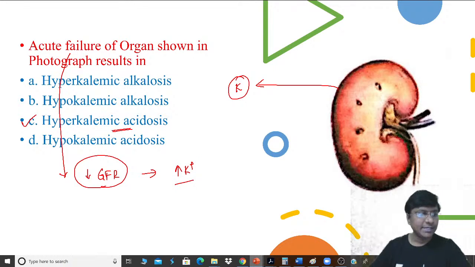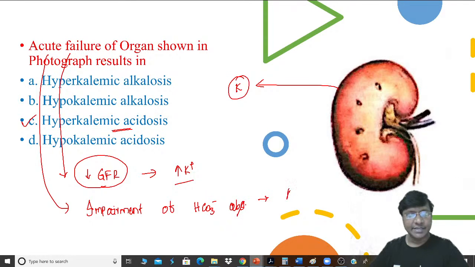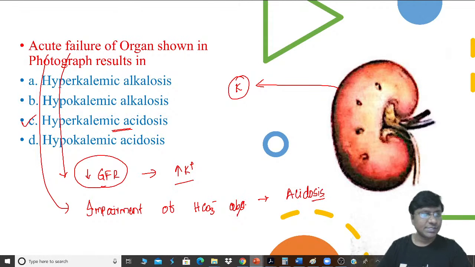And not only that, in case of acute renal failure, there will be impairment of bicarbonate reabsorption from the proximal convoluted tubule, and that will make the individual develop acidosis. So the answer here is C, hyperkalemic acidosis.